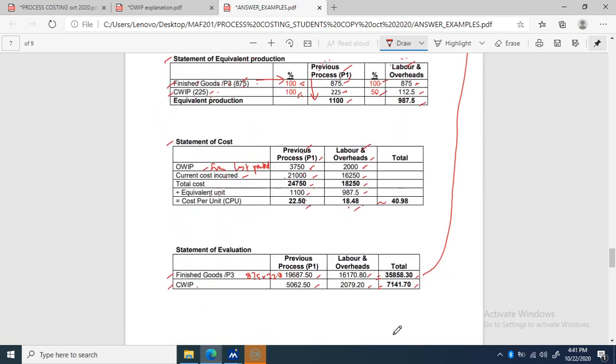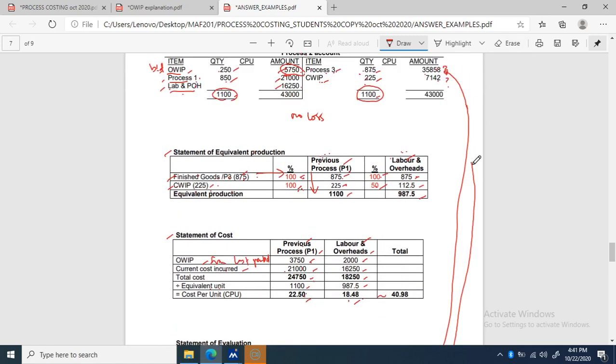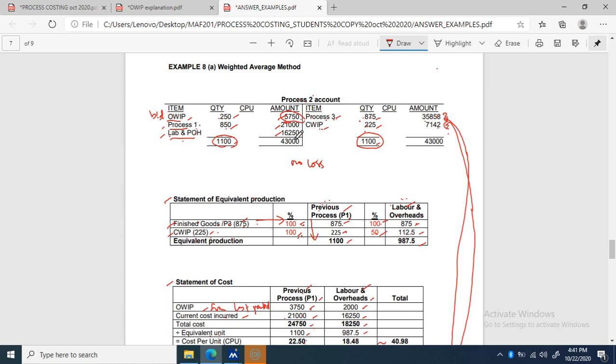For CWIP, you may round off to 0 decimal places: 7141.7, so 7142. Now you total up the amount column. Debit, you get 43,000. And credit also, you should get the same amount, 43,000. So 35,858 plus 7,142, you get 43,000. So the debit and credit balance for the amount column.